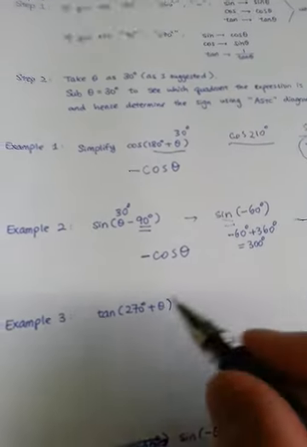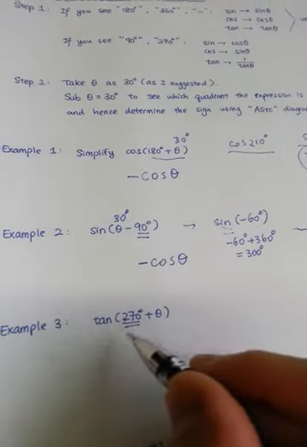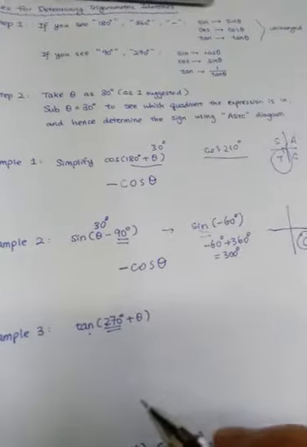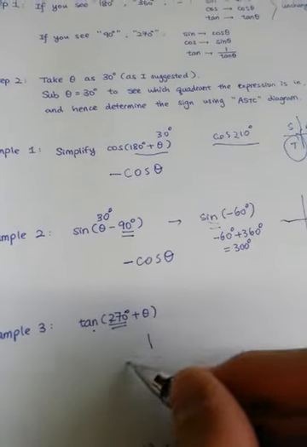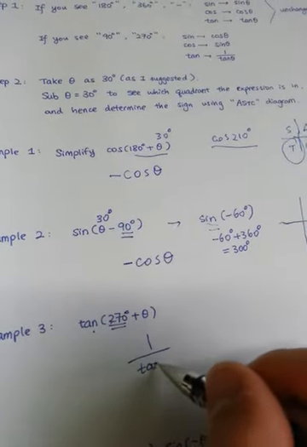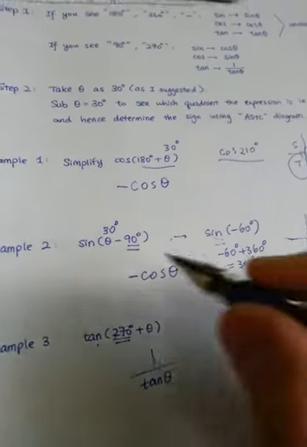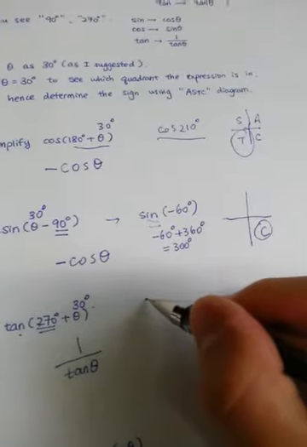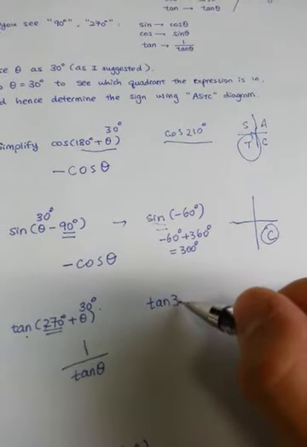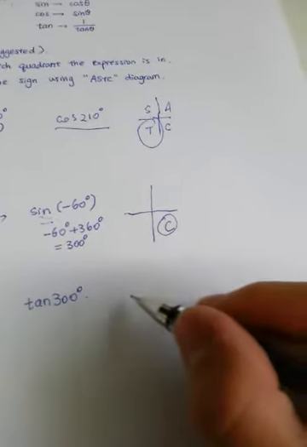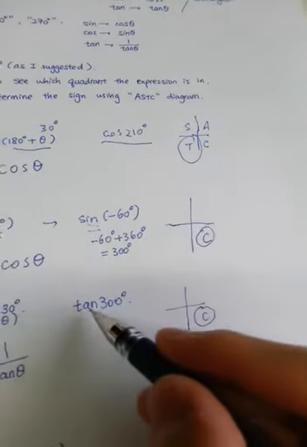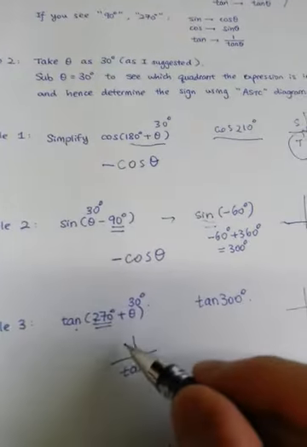Example number 3. 270, so tangent will become 1 over tangent. So we write 1 over tangent theta. And then we treat theta as 30 degree. So we are going to determine the sign of tangent 300 degree in quadrant 4. For tangent, it should be negative.